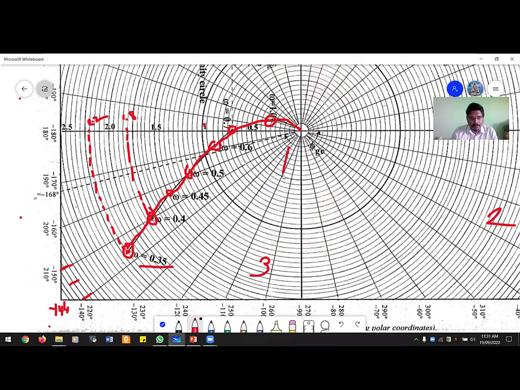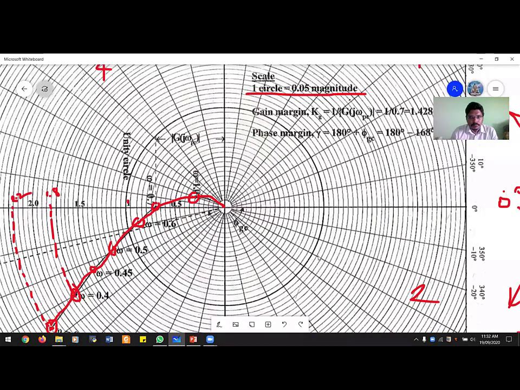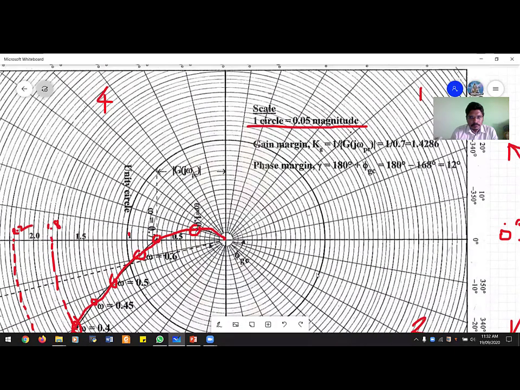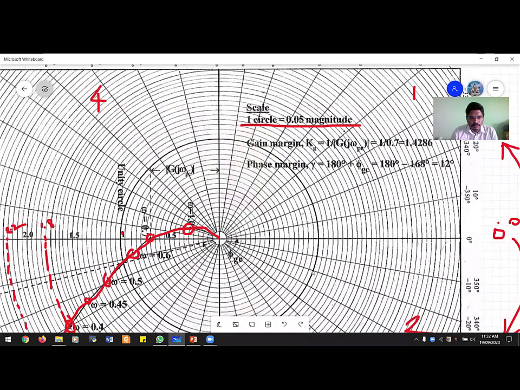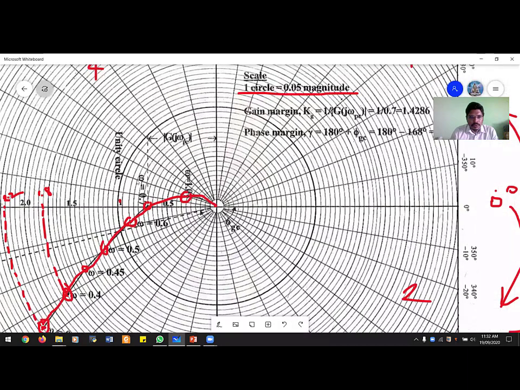After sketching and connecting, we have to find out the gain margin and the phase margin of the system. Okay? So this is your magnitude plot. Now there are two things here, for gain margin and phase margin calculation.